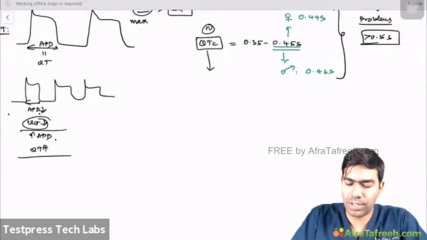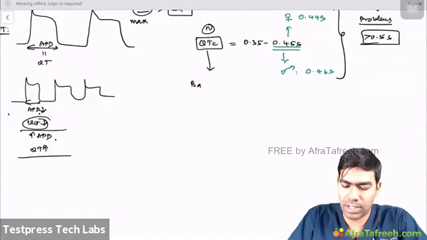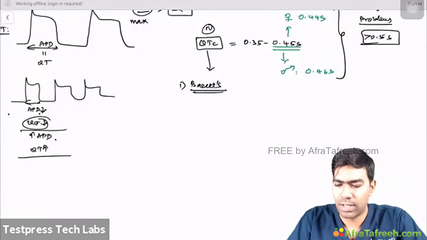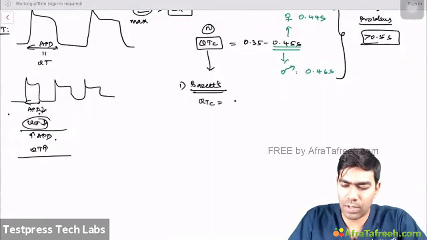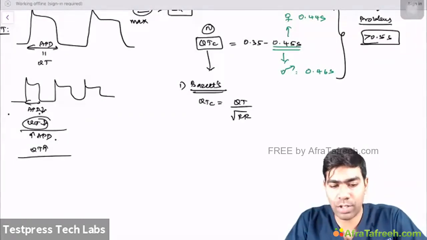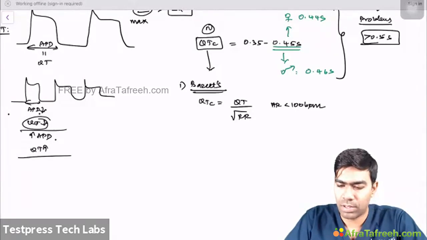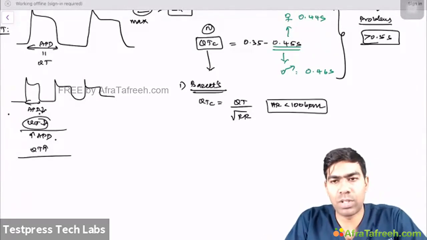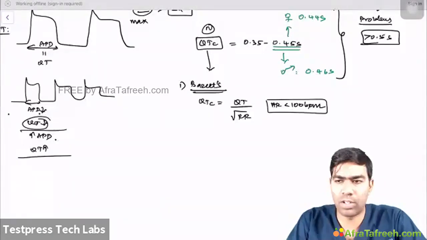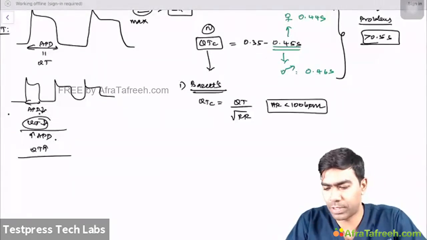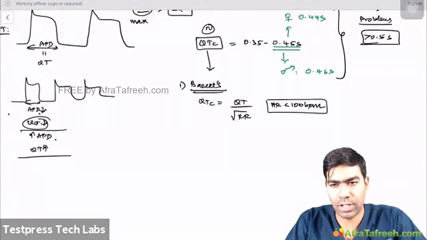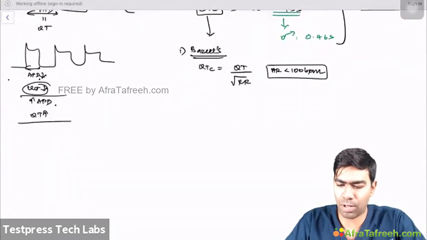How will you find out QTc? You have something called Bazett's equation, Bazett's formula. This is a traditional formula. This is what they're going to ask, where they tell you the corrected QT interval is equal to QT divided by the square root of the RR interval. Remember, this formula can be used only if the heart rate is less than 100 BPM. If the heart rate is more than 100 or extremely low, like 20 or 30, this formula will break down. So this is not an accurate formula in that setting. In a normal heart rate, this will be a very good formula.